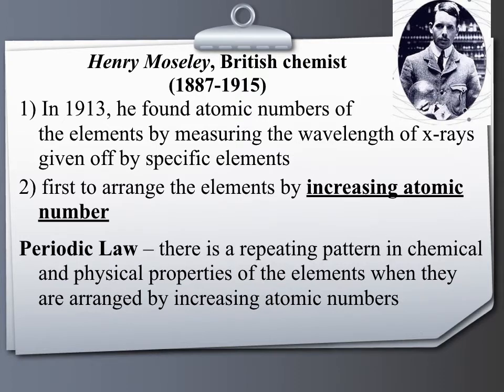Henry Moseley, who was a British chemist, lived from 1887 to 1915. In 1913, he found atomic numbers of elements by measuring wavelengths of X-rays given off by specific elements. So he was the first one to actually change the periodic table from increasing atomic mass to increasing atomic number. And he also formulated the periodic law, which says there's a repeating pattern in chemical and physical properties of elements when they're arranged by increasing atomic numbers.